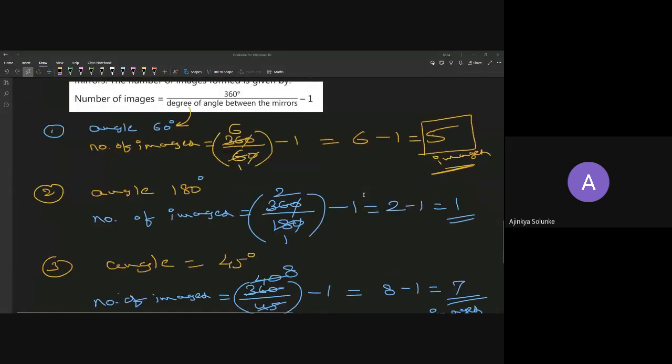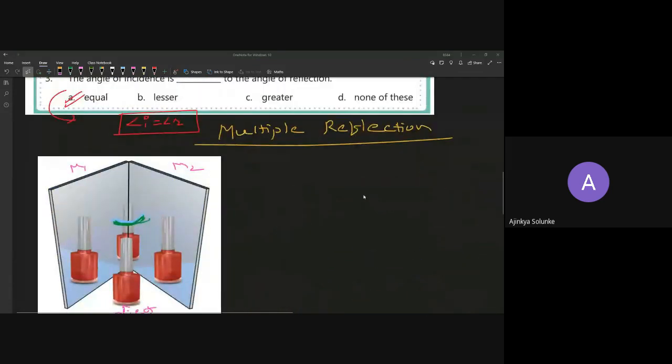So, what we have learned right now, what is the name of the concept? Multiple reflection. Does multiple reflection happen only in two mirrors, or is multiple reflection possible with more than two mirrors also? More than two mirrors is also possible, right? But that we do not have in our syllabus. In our syllabus, we have only two mirror multiple reflection. That's it.